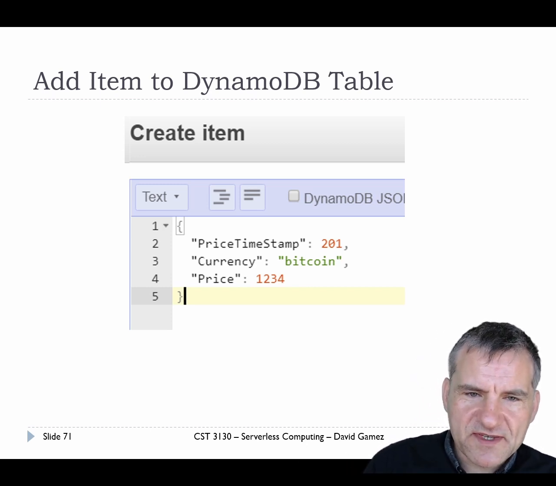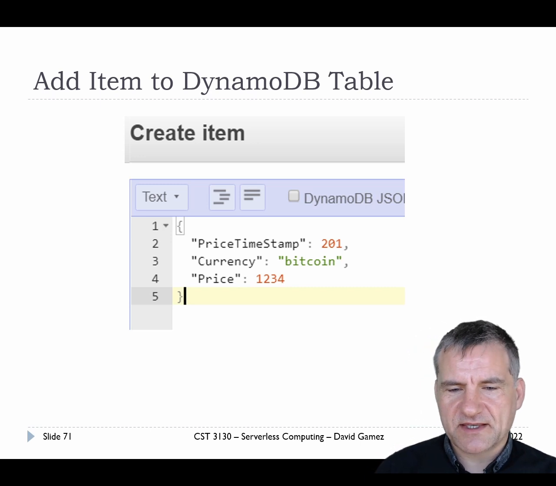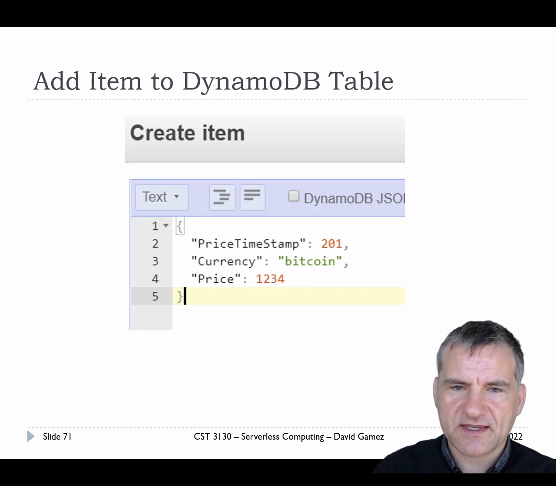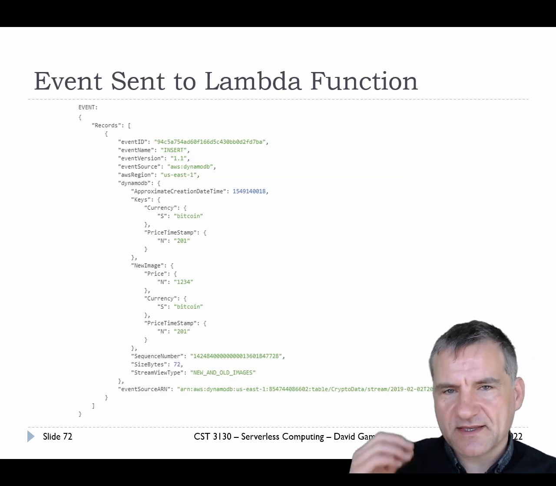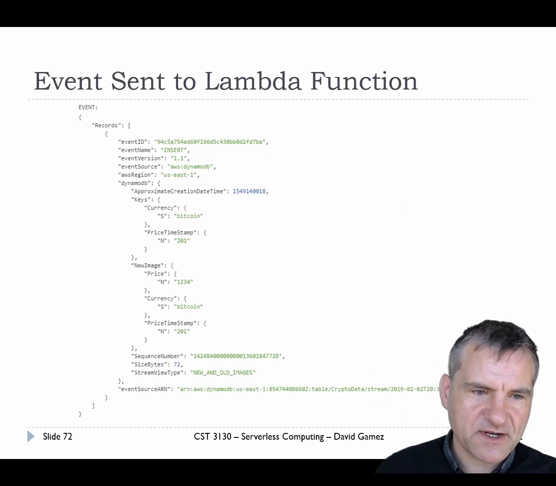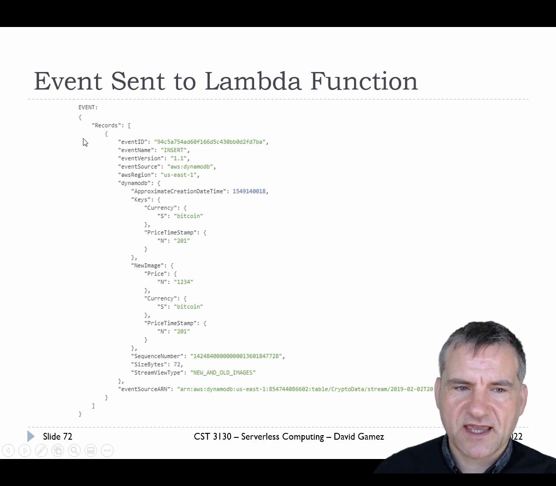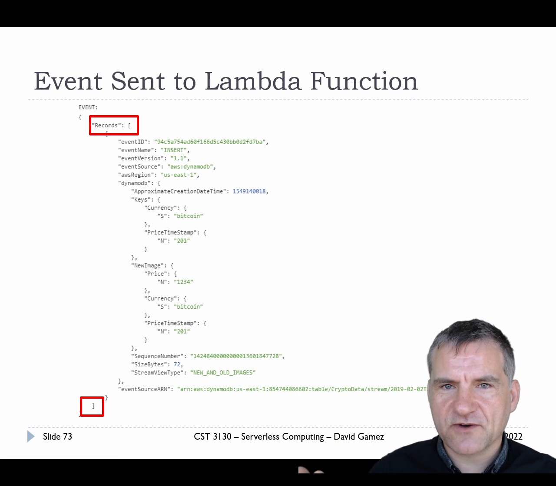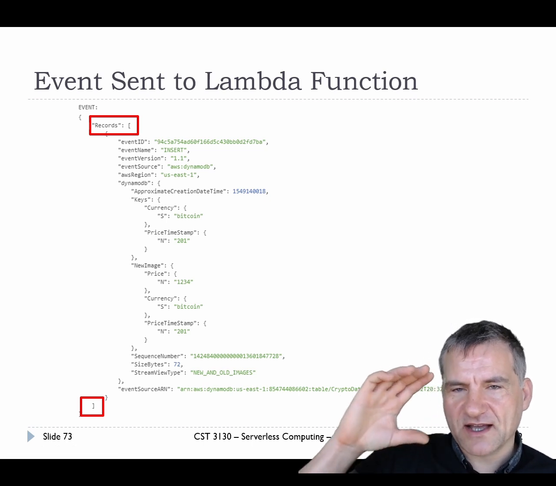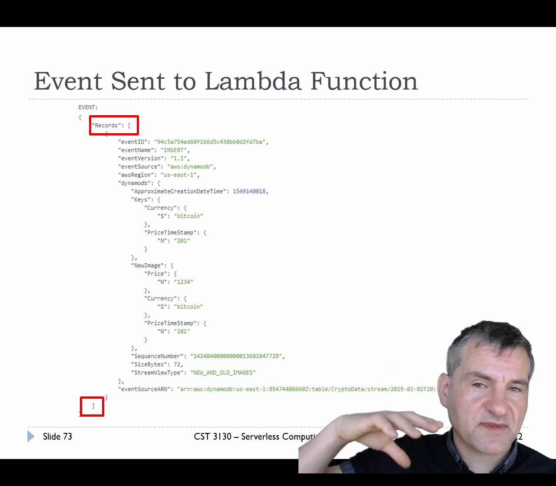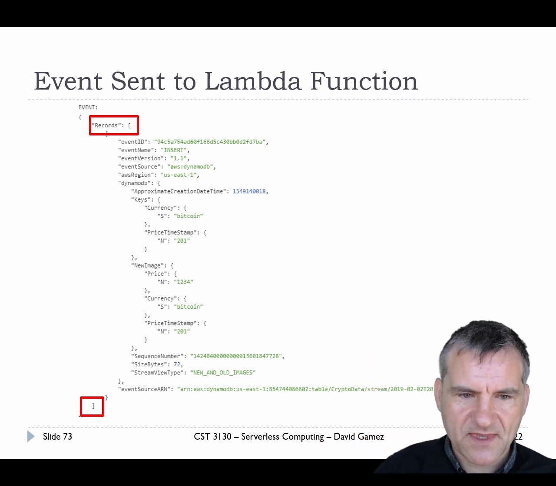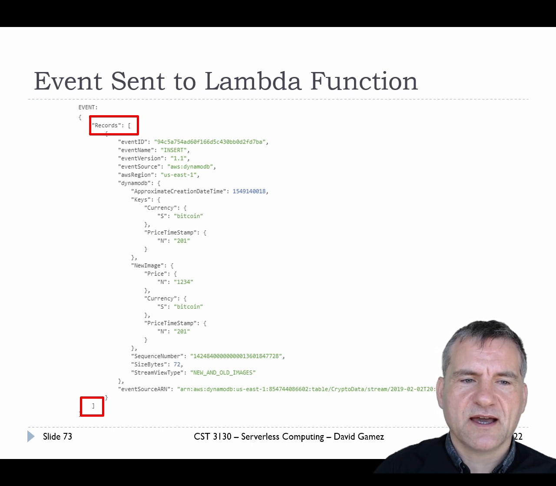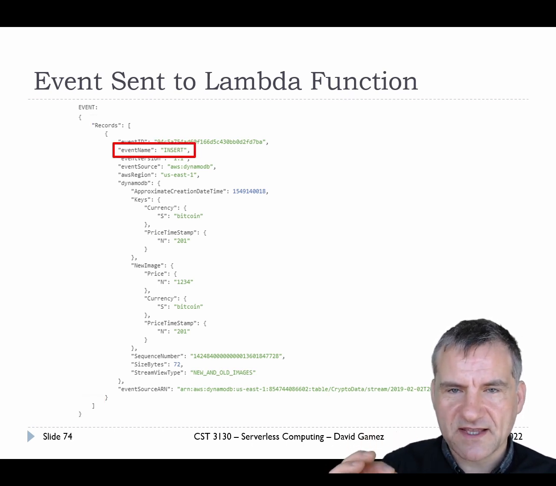This is an example of a different table, but same idea. Suppose we were adding a new kind of crypto price item into our table. We're just storing that in the table. Then what will happen is that the AWS execution environment will create this event object here. It contains an array of records, and each item in this array is a change that's been made to the database. In this case, I was adding this thing to the table, so it's an insert event.